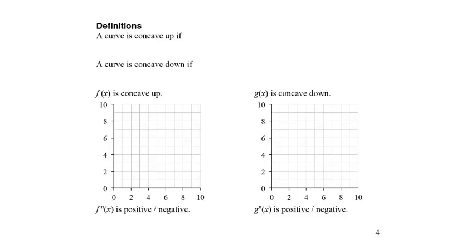So we are talking about second derivatives because we want to use them to talk about the concept of concavity, which is about to be introduced. So a curve is considered concave up if its slopes are increasing.